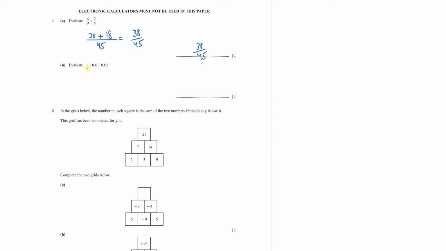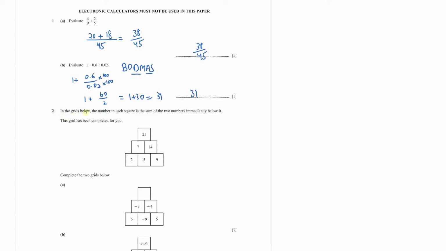Part B is evaluate 1 plus 0.6 divided by 0.02. So using the BODMAS rule, you have to do the division first and then the addition. So this will be 1 plus, I can write this division as a fraction, 0.6 over 0.02. To remove the decimals, I can multiply by 100 in the numerator as well as the denominator. So this will be 1 plus 60 over 2. 60 over 2 will be 30. So 1 plus 30, which is 31.